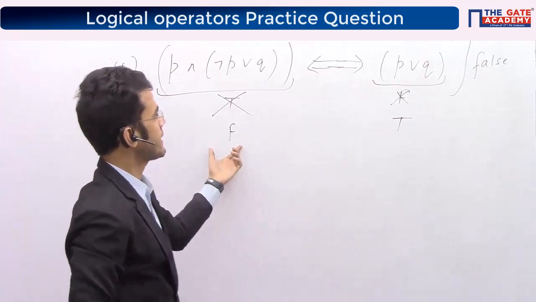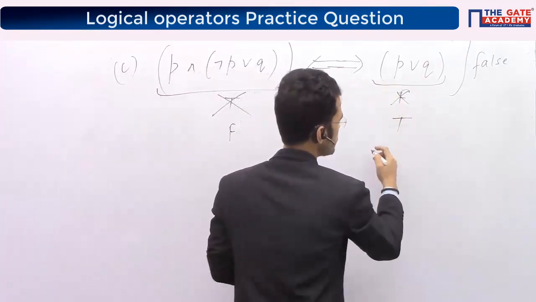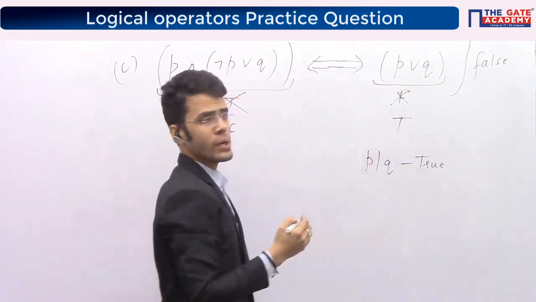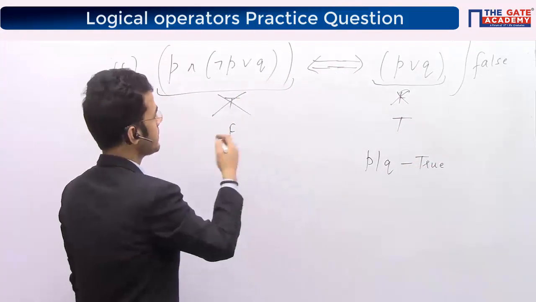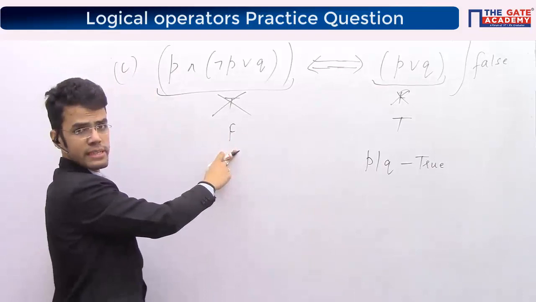Fine. So I can start from any side. If I have to make this as true again, I can put anyone to be true. P or Q, anyone can be true. Right? P or Q, anyone can be true. Fine. Coming on to this side, I have to make this as false, guys. See, I have to make this as false.